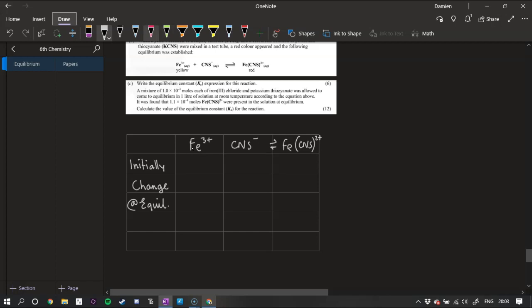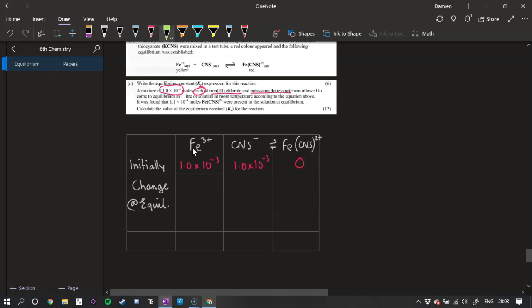It tells us that in the question, we have a mixture of 1.0 by 10 to the minus 3 moles of each of iron 3 chloride and potassium thiocyanate. So that's our first one. So initially, we've got 1.0 by 10 to the negative 3, and we've also got the same here, 1.0 by 10 to the negative 3. Of course, we have 0 here because nothing at the start.